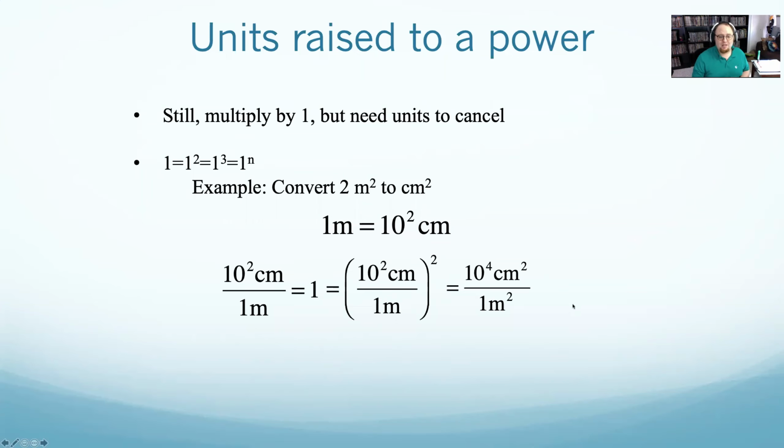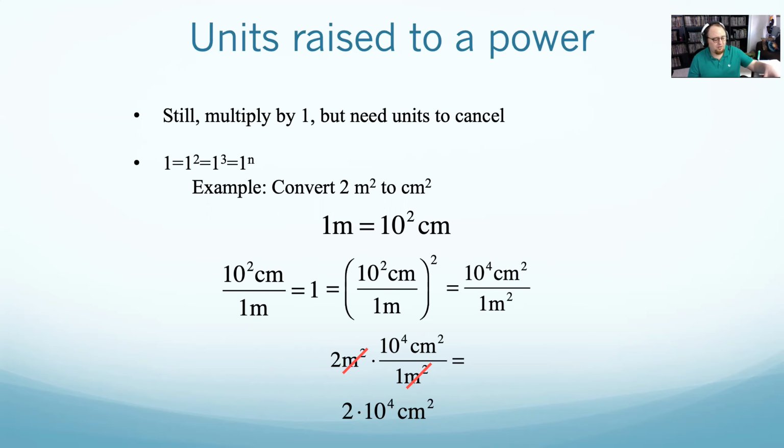Not too worried. And so if I do the same logic, convert 2 meters squared to centimeters squared, I'll start with what I know, 2 meters squared. And I'll multiply by this new ratio to cancel out my meters squared. And I can say that when I cancel, it's 2 times 10 to the fourth centimeters squared. We good? Yep.